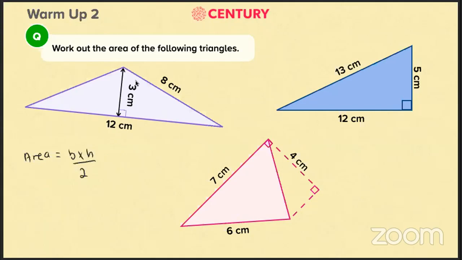But I don't just have base and height, I have 3 different measurements here. So I need to decide which ones I actually need to use. Now, because I know base and height are always perpendicular to each other, that means I'm going to use 12 centimeters as my base and 3 centimeters as my height. So my area will be 12 times 3 divided by 2. So it's 36 divided by 2, 18 centimeters squared. Okay, now you try the other 2. Your 20 seconds starts now.